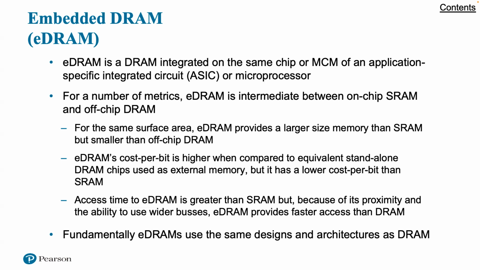EDRAM's cost per bit is higher when compared to equivalent standalone DRAM chips used as external memory, but it has a lower cost per bit than SRAM. Access time in EDRAM is greater than SRAM, but because of its proximity and the ability to use wider buses, EDRAM provides faster access than DRAM. A variety of technologies are used in fabricating EDRAM, but functionally they use the same designs and architectures as DRAM.